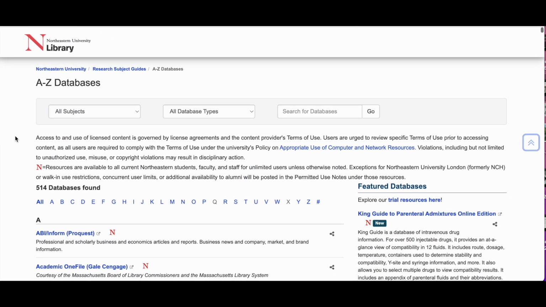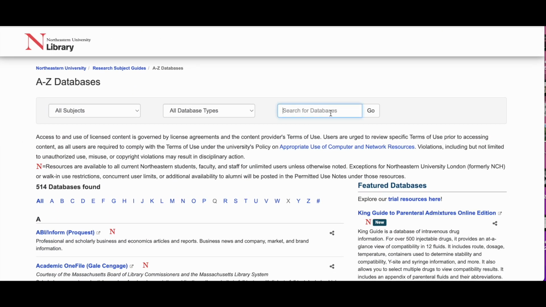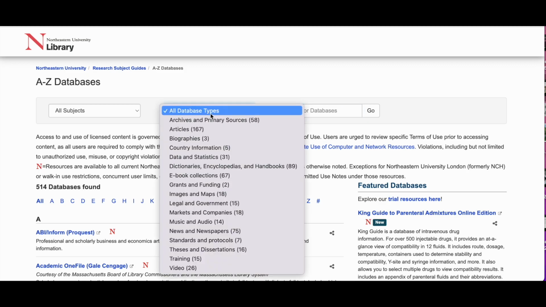But yeah. So these are the databases. You can search for specific databases. You can look at different types of databases here. So, archives and primary sources, probably something we want to look at. Articles, biographies, 3 whole databases just for biographies. That's pretty wild. But there's lots of different options here.